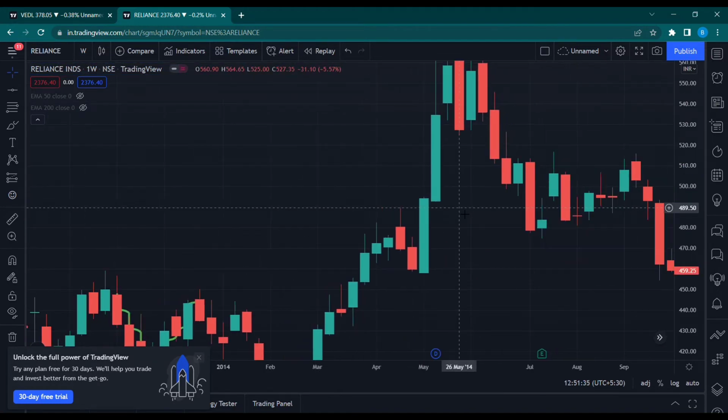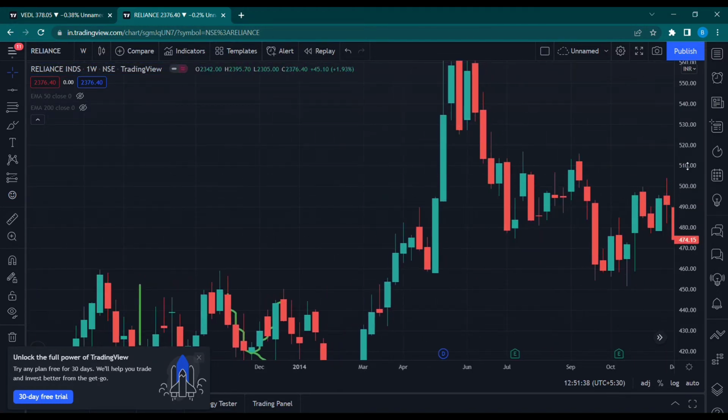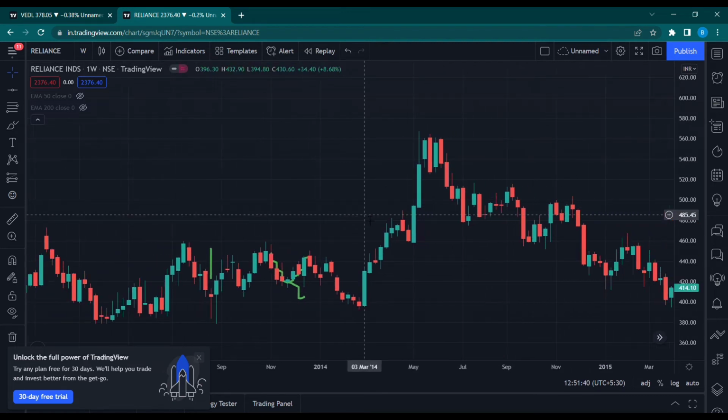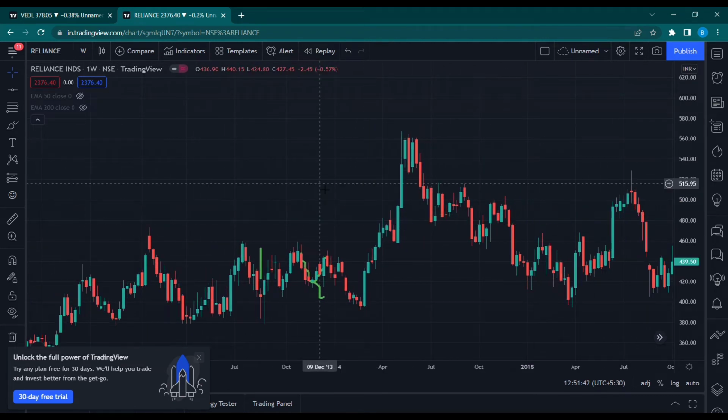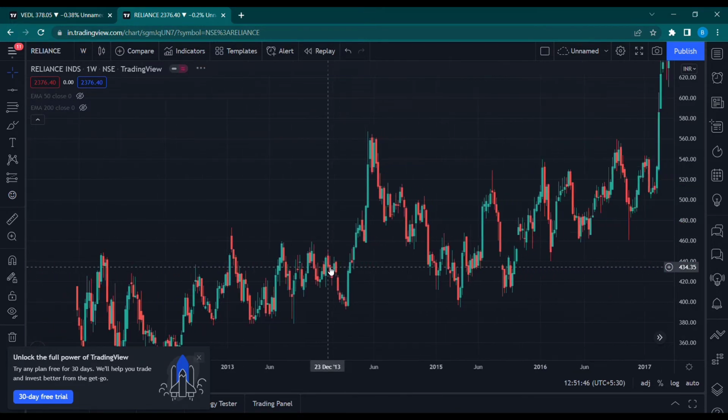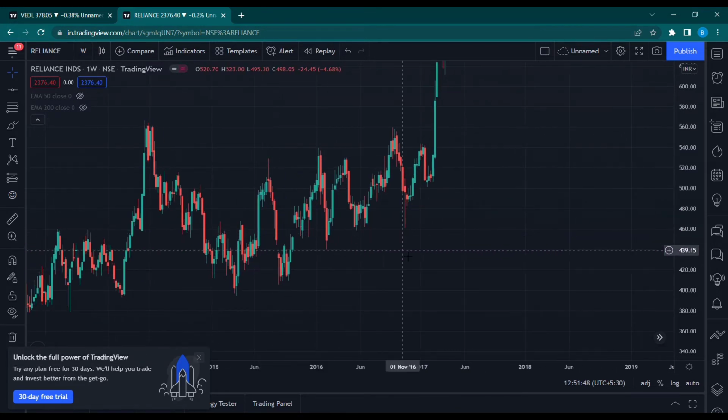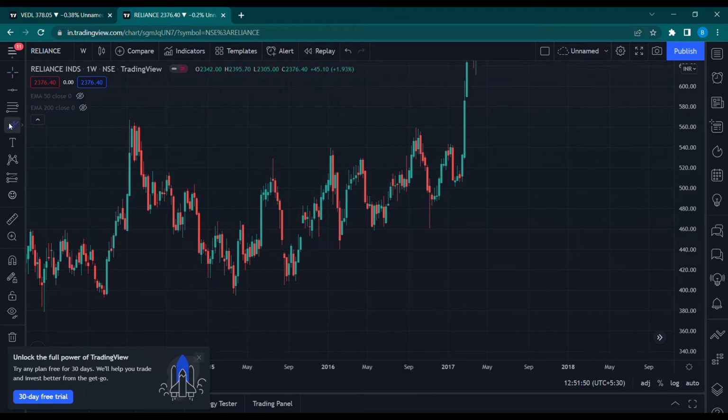So let's move on to trend lines, right? Trend lines, when it comes to price action, are actually an important topic. So I'll be drawing it. What do we see here? We see an uptrend, isn't it?